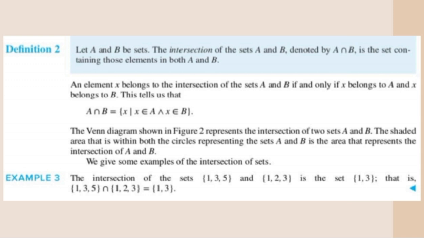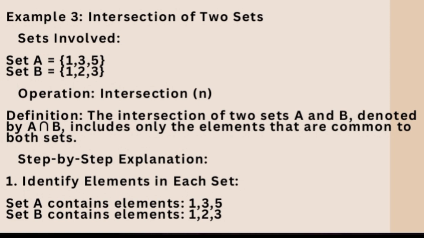The Venn diagram shown in Figure 2 represents the intersection of two sets A and B. The shaded area that is within both the circles representing the sets A and B is the area that represents the intersection of A and B. So we give some examples of intersection of sets. Here's example number 3. The intersection of the sets {1, 3, 5} and {1, 2, 3} is the set {1, 3}. That is, {1, 3, 5} ∩ {1, 2, 3} = {1, 3}. Let's break down the step-by-step solution of this example number 3.